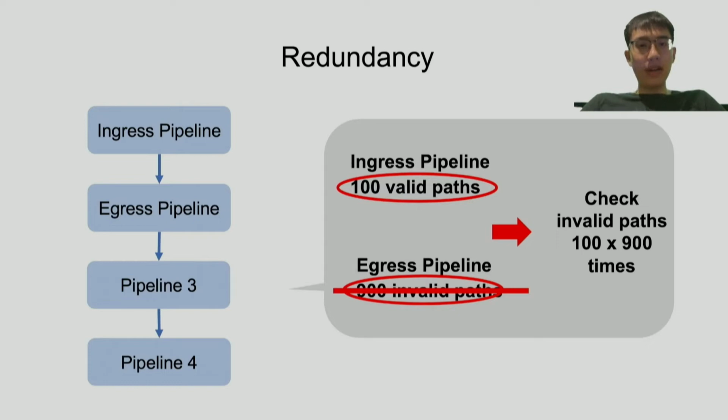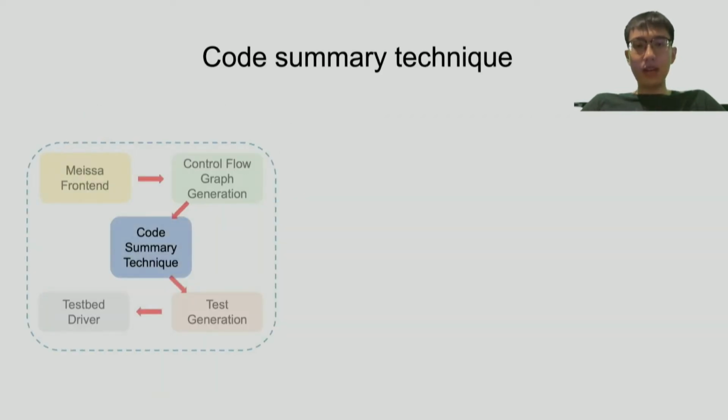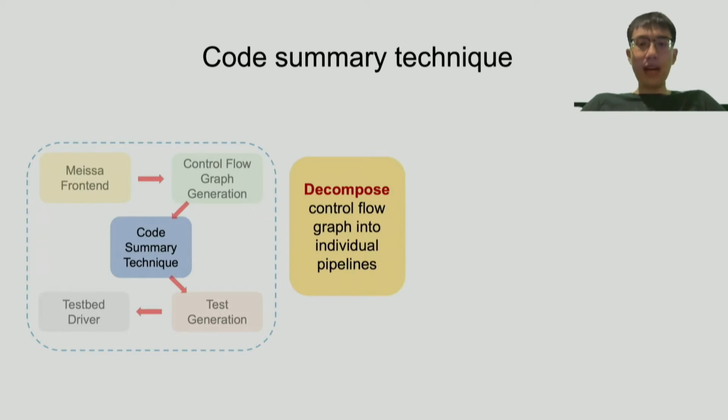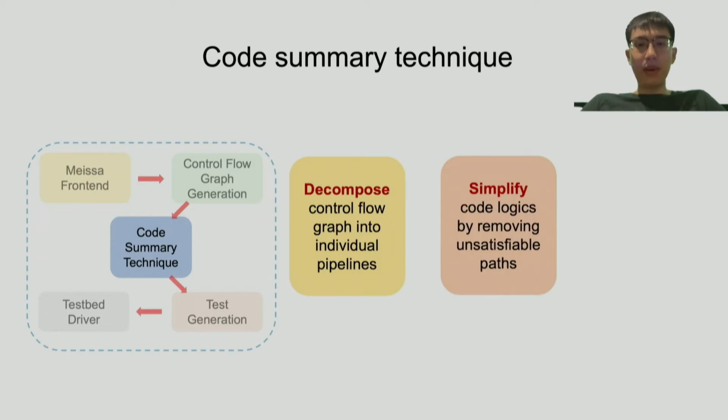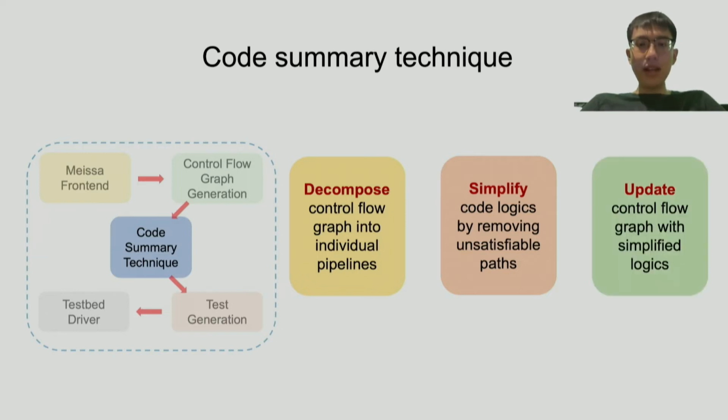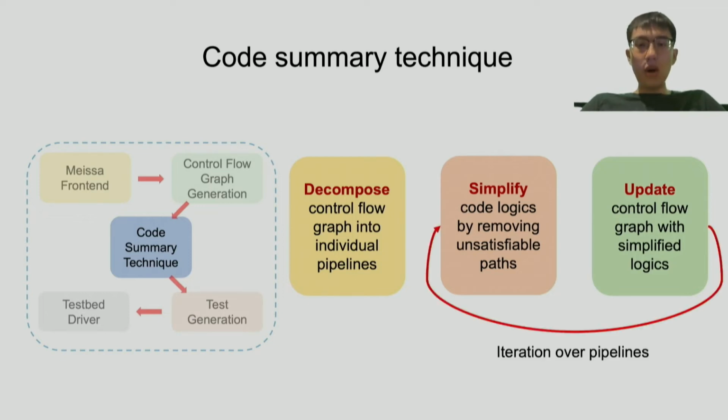One straightforward idea is to remove invalid paths in the egress pipeline in advance. This is our inspiration. With these observations, we propose a domain-specific code summary technique to simplify the control flow graph before generating test cases. Firstly, code summary decomposes the control flow graph into individual pipelines. Secondly, code summary simplifies code logics of each pipeline by removing unsatisfiable paths. Finally, code summary updates the control flow graph with simplified logics. When all pipelines are simplified and updated, the entire control flow graph will be ready for test generation.